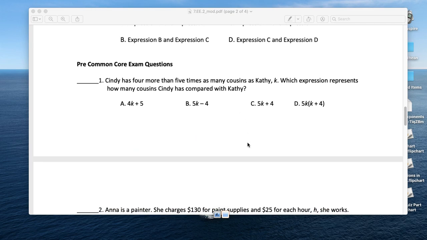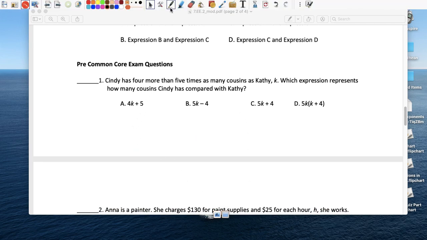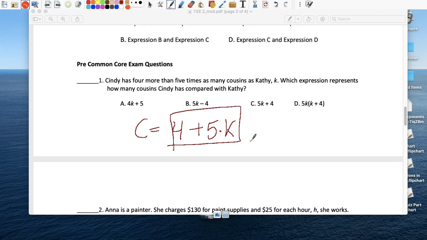All right, Cindy has 4 more than 5 times as many cousins as Kate. There we go. Which of these represents that one? So there you go. 5K plus 4.